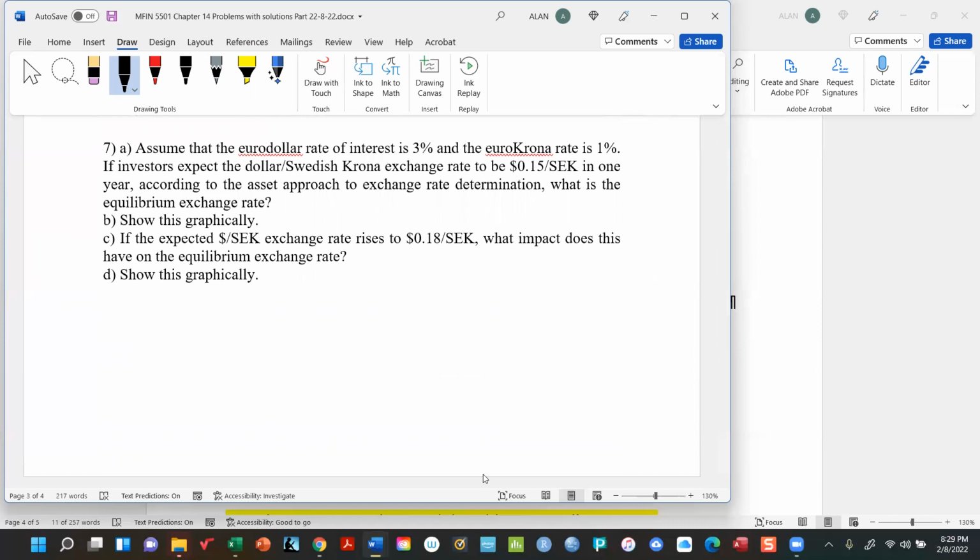So anyway, what's going on here? We have the dollar rate is 3. In fact, they're all ultimately, Vikings lived in all those countries. Their languages may come from the Viking language. Wouldn't surprise me. Euro krona is 1. And the expected exchange rate is 15 cents per krona. So the equilibrium is easy to calculate.